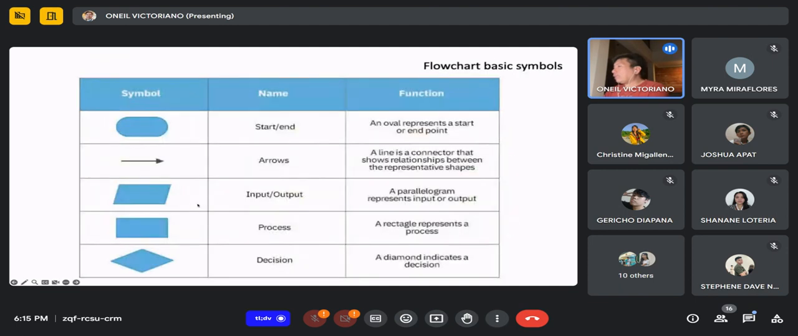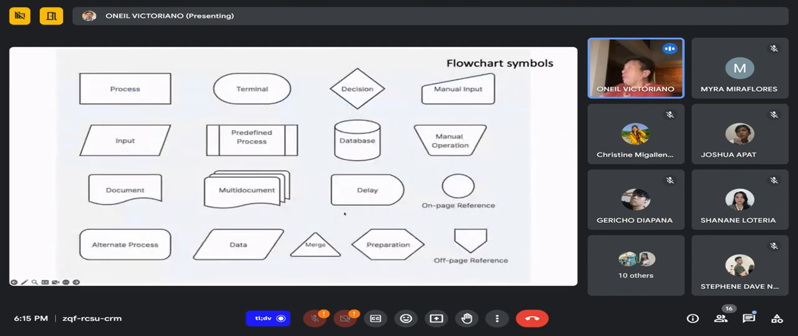Okay, and then other items. So we have other flowchart symbols. I think you don't need to memorize this, but the idea here is that there would be symbols for flowcharts to be able to depict processes of the system.